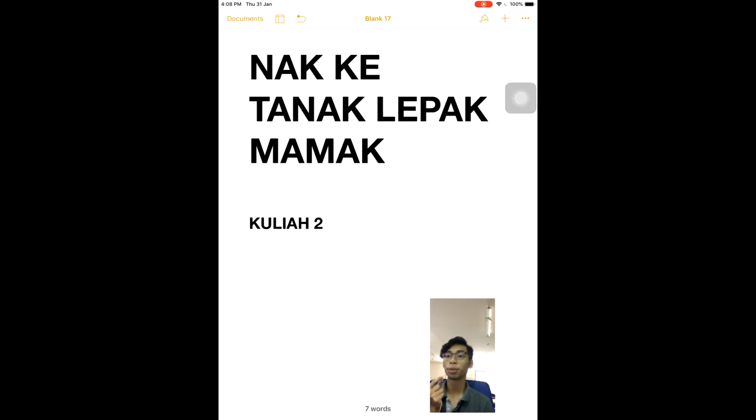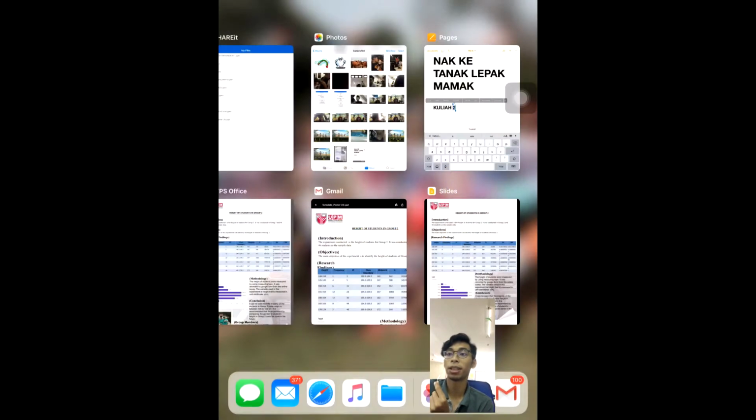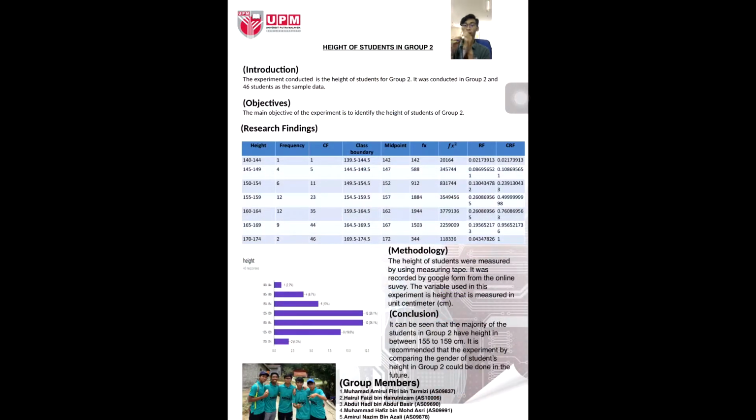We are from Kuliah 2, group name Nak ke Tanah Lepak Mamak, and we will be presenting to you about our data and statistics. Our main topic is the height of students in group 2. Our group conducted an experiment about the height of students from Kuliah 2. It was conducted by us, with 46 students as the sample data.